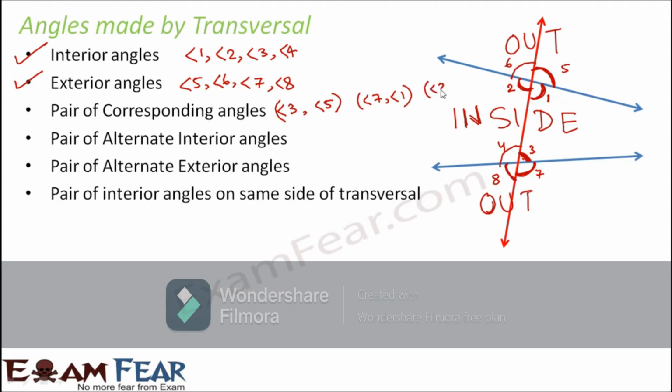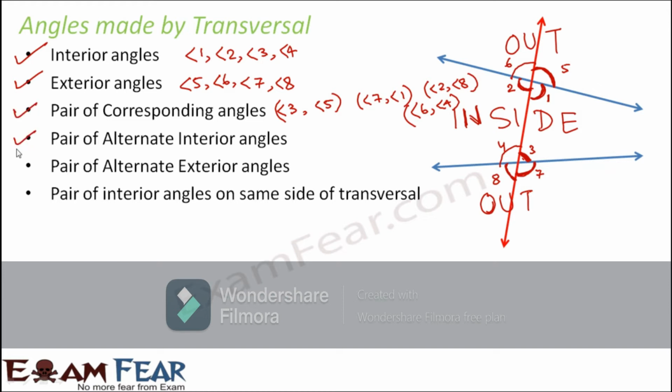So angle 2 and angle 8 also form a pair of corresponding angles, and finally angle 6 and angle 4 also form one set of corresponding angles. These are called corresponding angles because they are located at corresponding positions relative to the two lines.